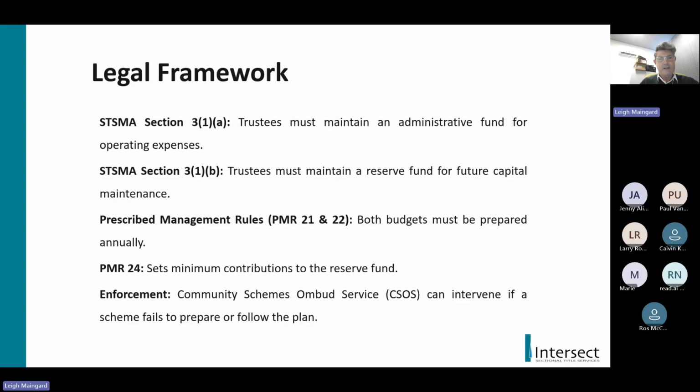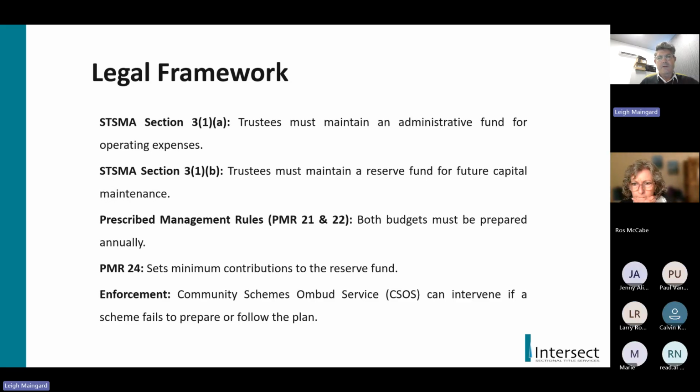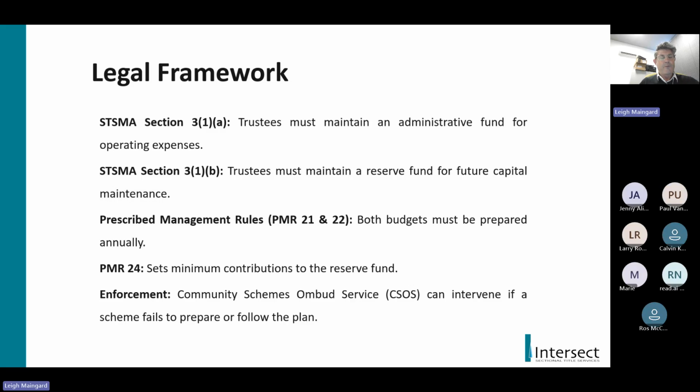So immediately we can see the difference, the admin fund being for operating expenses, and then the reserve fund for future capital maintenance. We can really see the difference there. In prescribed management rules 21 and 22, both budgets must be prepared annually.